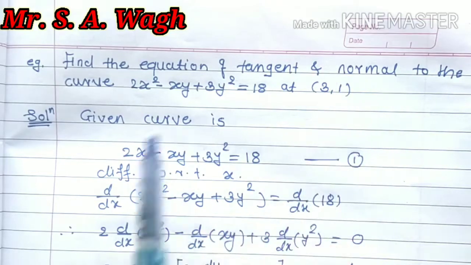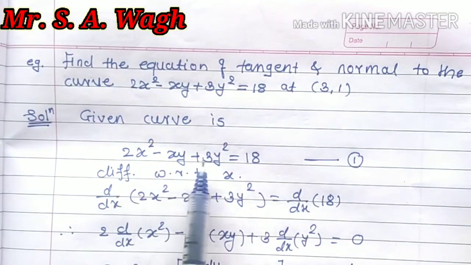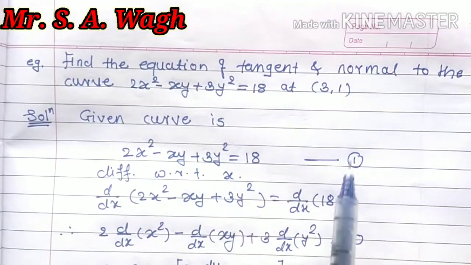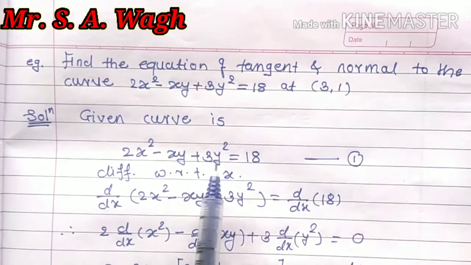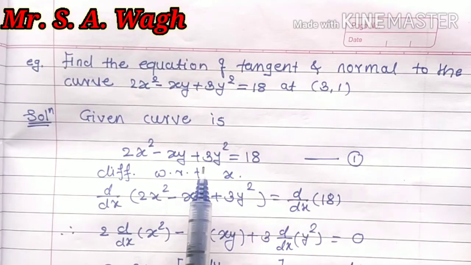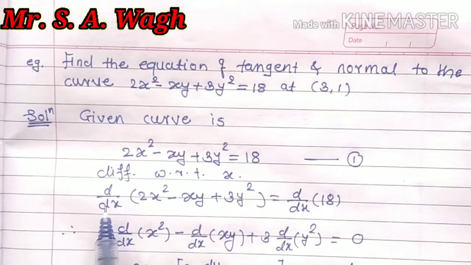So we first consider the given curve, which is 2x square minus xy plus 3y square equal to 18. I have assigned equation 1 to this curve. To find the tangent and normal, we need to find the derivative of the given function. So we differentiate the given curve with respect to x.